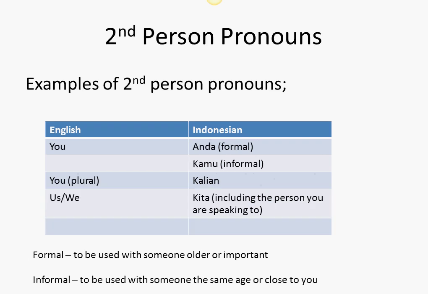Second person pronouns are usually the other person in the conversation, the person you're talking to. In Indonesian, again, you've got anda and kamu for you, and there's also kalian, which is the plural form of you, which English doesn't really have. And then we've also got us and we, but this time it's kita, so it's including the person that you're speaking to, the inclusive form.